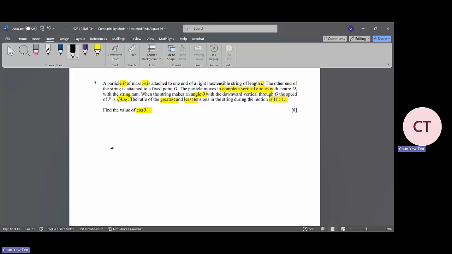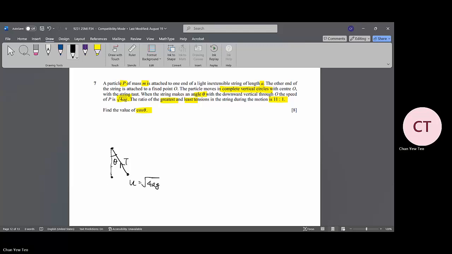Okay, so we have a vertical circular motion over here. We have a string that makes an angle theta with the downward vertical. So this is the tension. The speed U over here is square root of 4ag, but the question didn't mention whether it is going up or going down. We are looking for the greatest tension and the least tension. So we know that the greatest tension will be here.